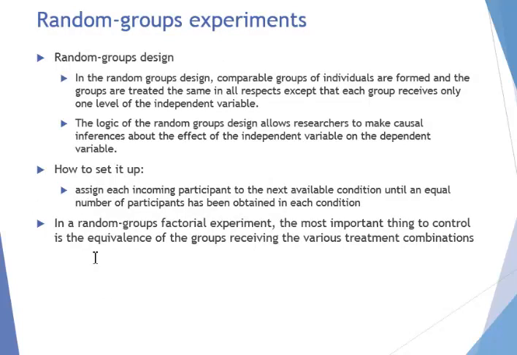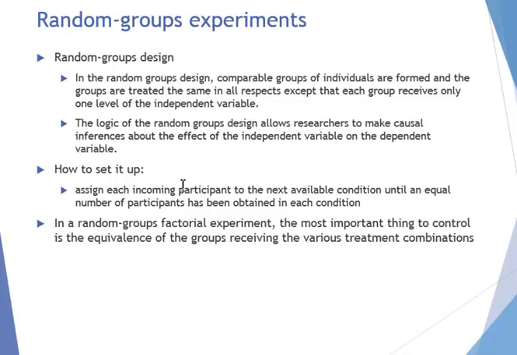You can also have random group designs. Random group designs occur where comparable groups of individuals are formed and the groups are treated the same way in all respects, except that each group receives only one level of the independent variable. This is a classical control group experiment. This is really much more within the kind of experiment that we've really been discussing throughout the entire course.